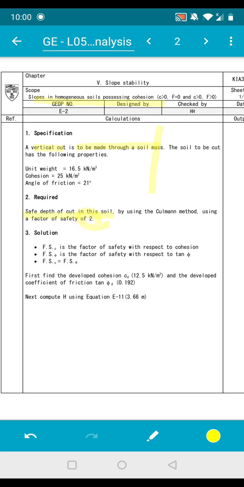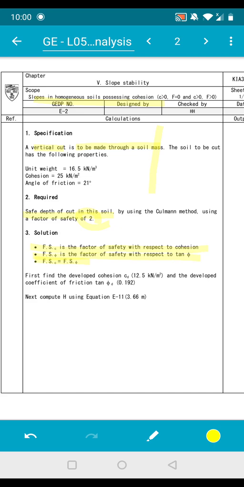as 2. Remember, in Kalman's method, there are 2 governing factors of safety. One is due to the cohesion, and another is due to the internal angle of friction. In this case, the factor of safety is 2, so in theory both Fs should be 2. From there, you're going to work out your problem.